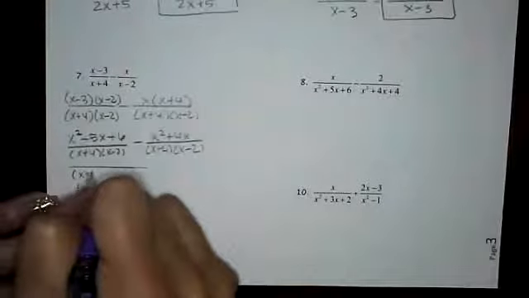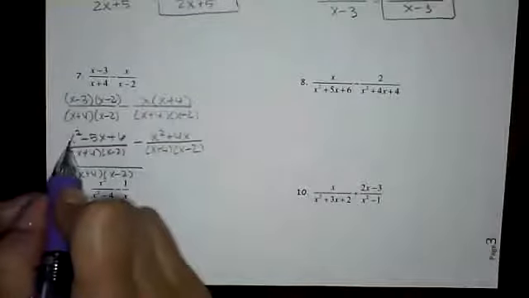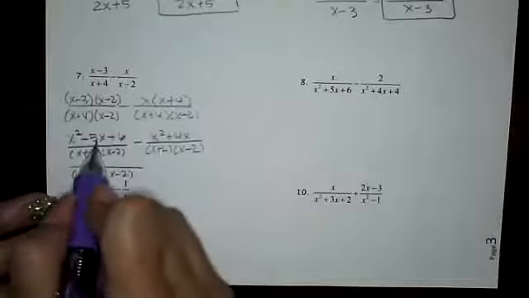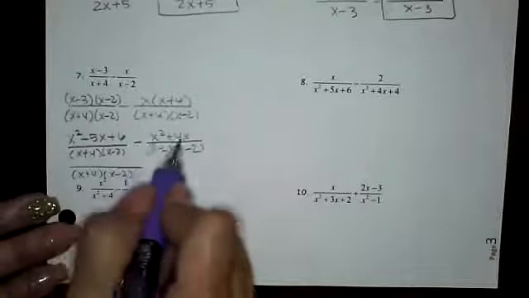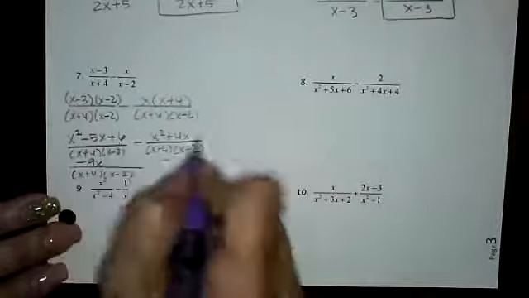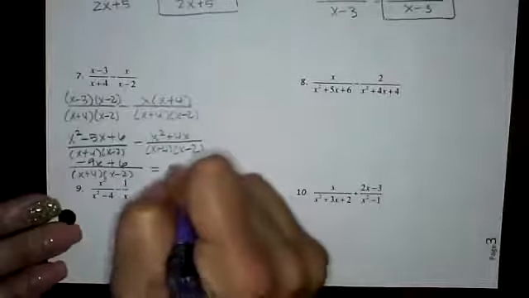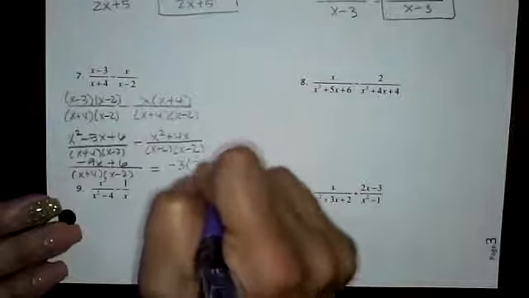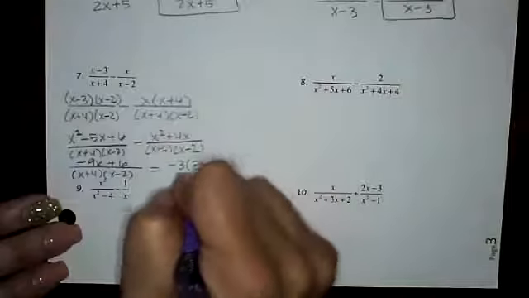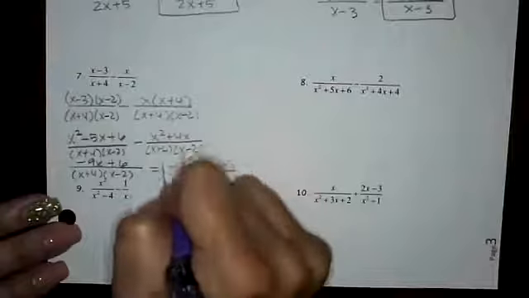We keep our denominator of x plus 4, x minus 2, and we subtract our numerators. So that's x squared minus an x squared, which is 0. Negative 5x minus a 4x gives us a negative 9x. And 6 minus 0 gives me a 6. I can factor a 3 out of there. So I'm going to factor out a negative 3, and that leaves me with 3x minus 2 over x plus 4, x minus 2.